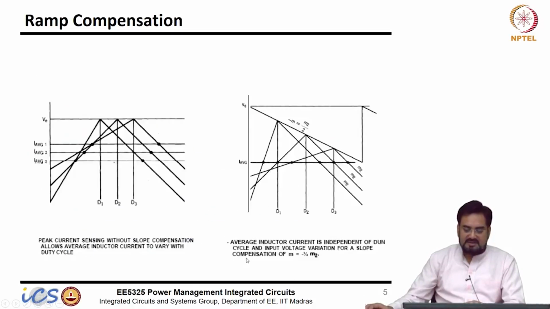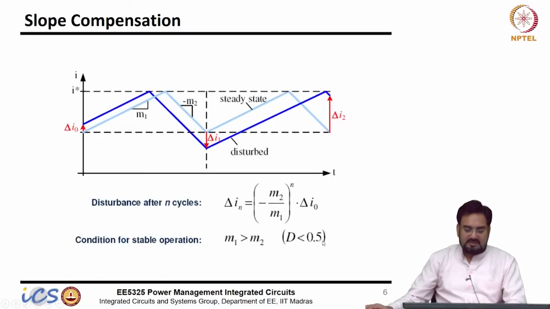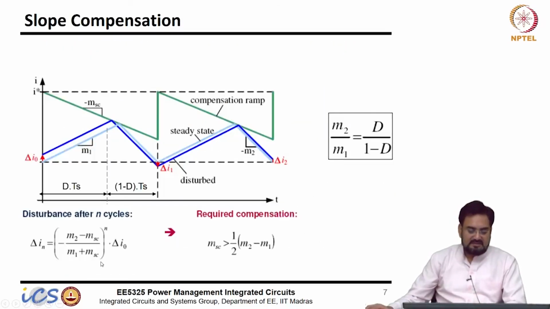So, from this equation, if you look at m, when you add m, if m is greater than half of m2 minus m1, this will always remain stable, correct. So, that is the condition we need to meet.